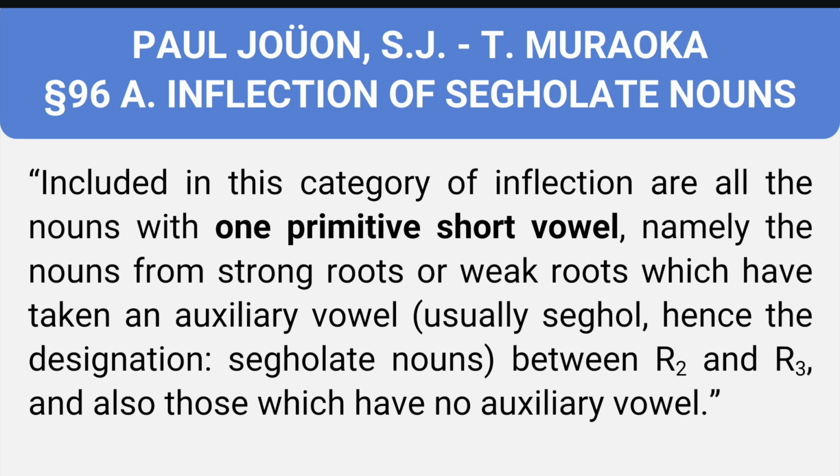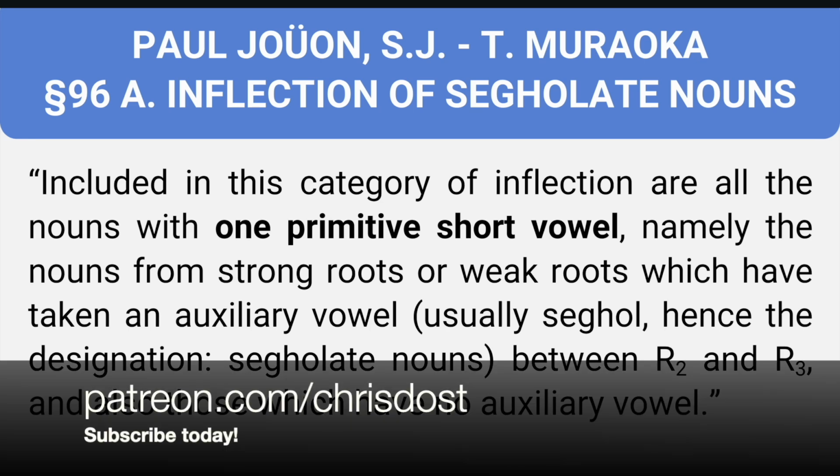In the last video, we went through Joüon and Muraoka's definition of segolate nouns, and it says in section 96, included in this category of inflection are all the nouns with one primitive short vowel, namely the nouns from strong roots or weaks, which have taken an auxiliary vowel, a helping vowel, usually segol, not always, but usually segol, hence the designation segolate nouns. And this occurs between radical 2 and radical 3, or you might say root consonant 2 and root consonant 3. But included in what we call segolate nouns are some which have no auxiliary vowel.